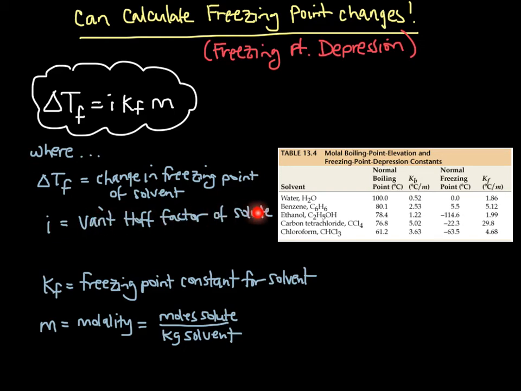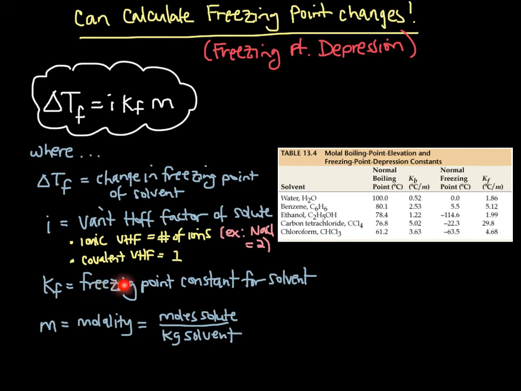i is called your Van't Hoff factor of your solute. Remember when we just talked about how ionic solutes will break down into more than one piece and covalent ones won't? Well, the Van't Hoff factor for an ionic solute is just the number of ions in the compound. For example, sodium chloride has a Van't Hoff factor equal to 2 because there's a sodium ion and a chloride ion. And since covalent compounds stay in one piece, all covalent compounds have a Van't Hoff factor of 1.